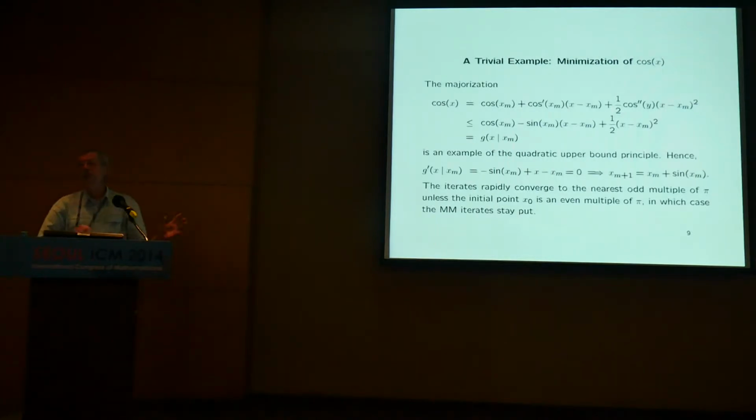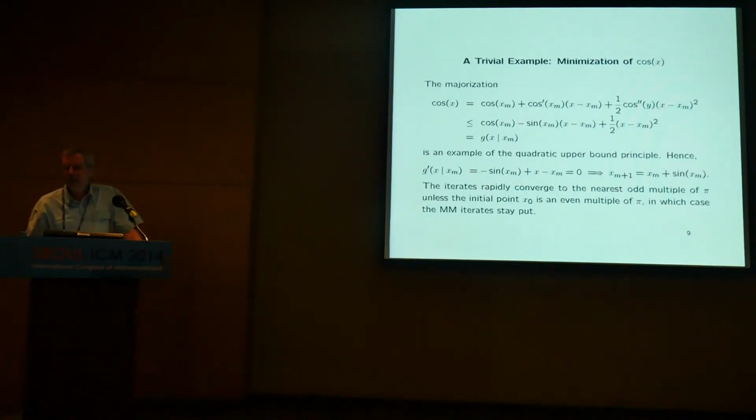Okay, let's go back to our trivial example of the cosine function. I'm trying to make this very didactic. So if you take a second order Taylor's expansion of the cosine function, you can replace the quadratic term, you can replace the second derivative of the cosine by 1. It's always bounded above by 1. And you get a majorizing function. Now, if you set the derivative of that majorizing function equal to 0, then you get an iteration formula: x_{m+1} = x_m + sin(x_m).